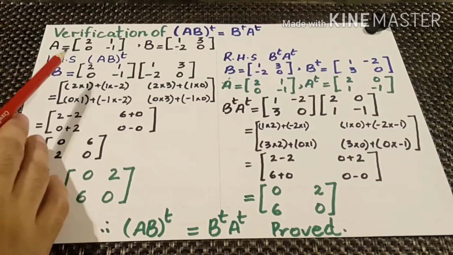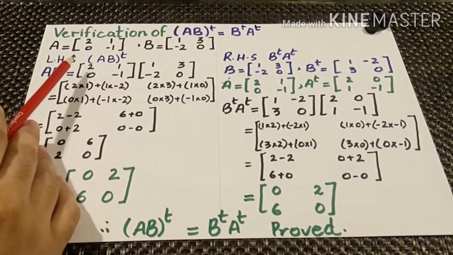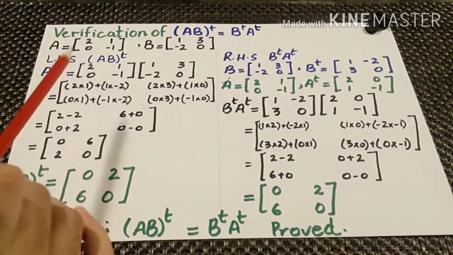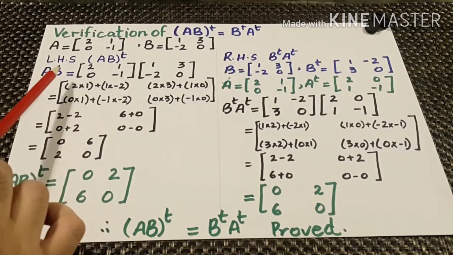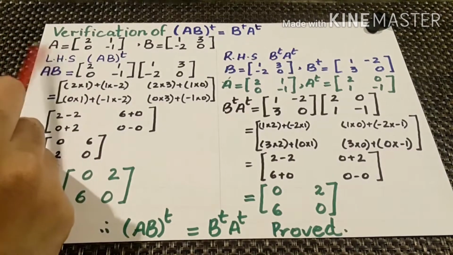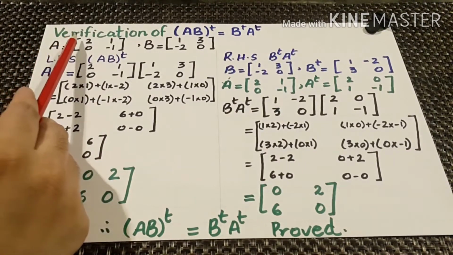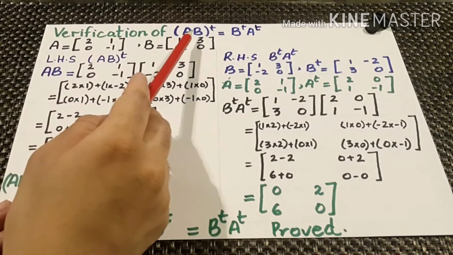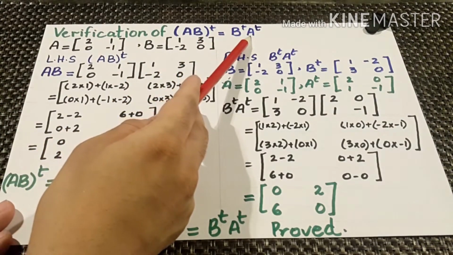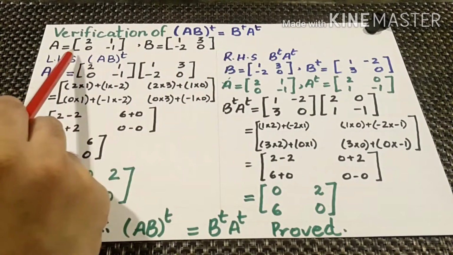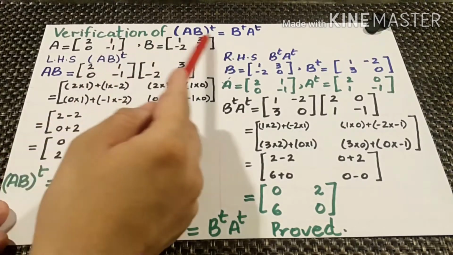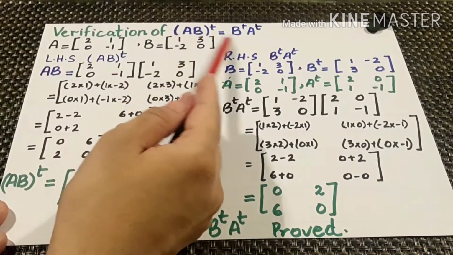This verification is also very important and it comes in board exams. So learners, please watch these calculations very carefully. Now what we will do, we have to find the values of AB transpose, which is equals to B transpose into A transpose, and we are given the values of A matrix and B matrix, and we have to verify this property or this law.